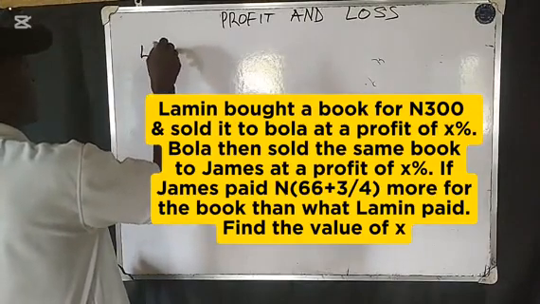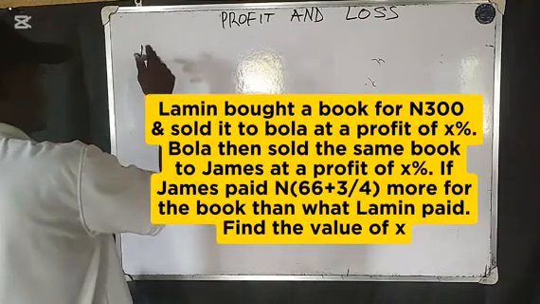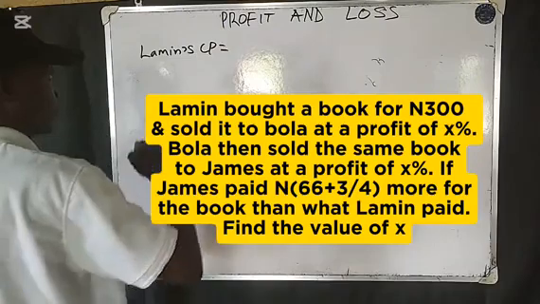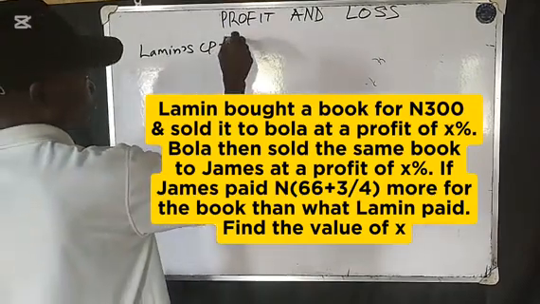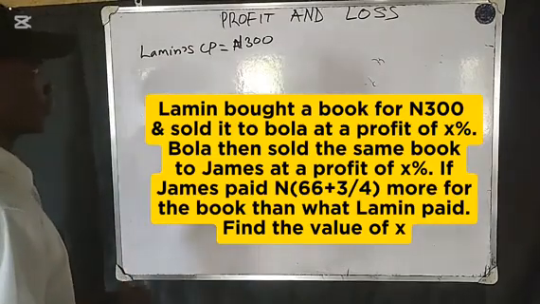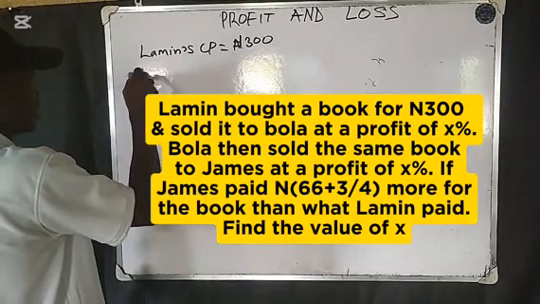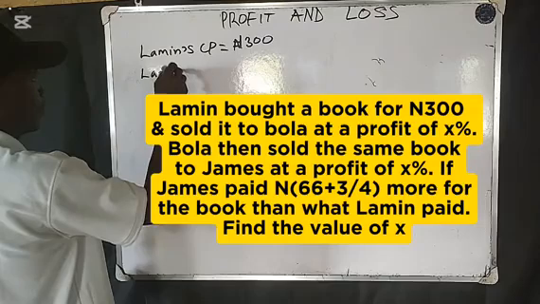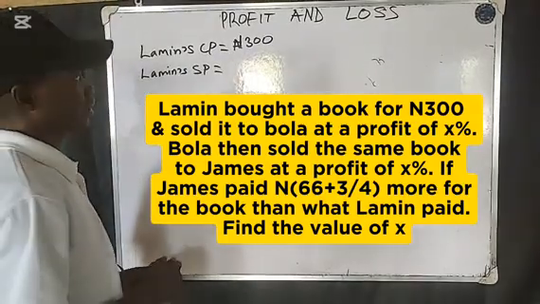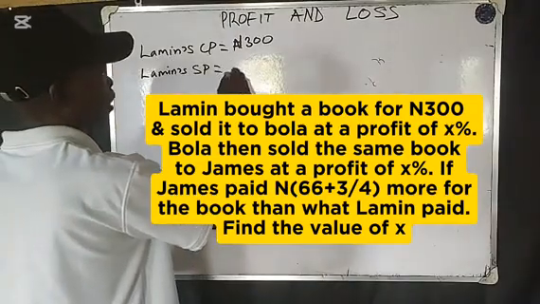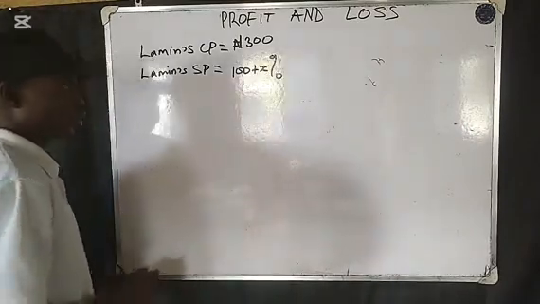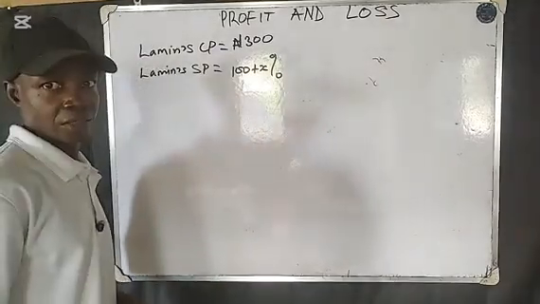So this is Lami's cost price, 300 naira, and he sold it to Bola at a profit of X percent. Now, Lami's selling price at a profit of X percent means 100 plus X percent, because he sold it at a profit of X percent.